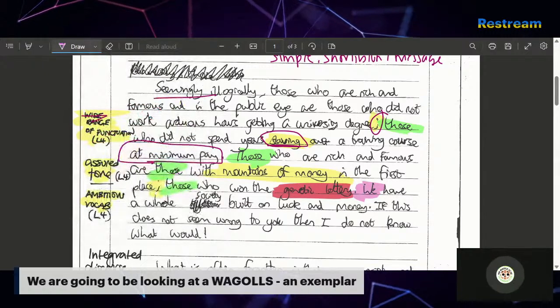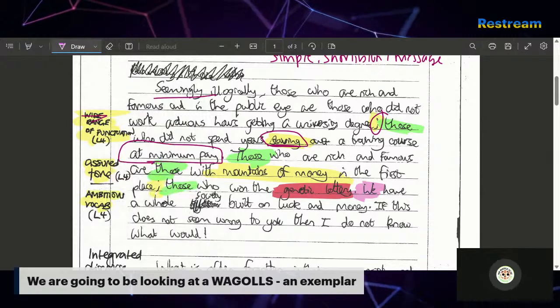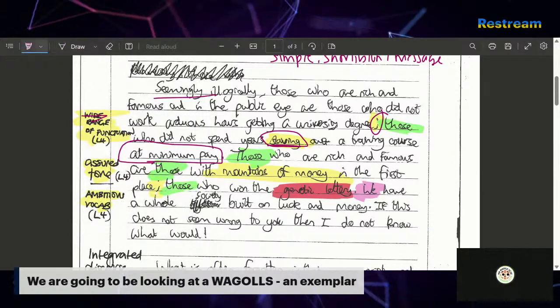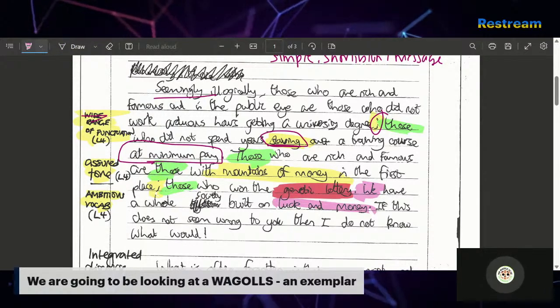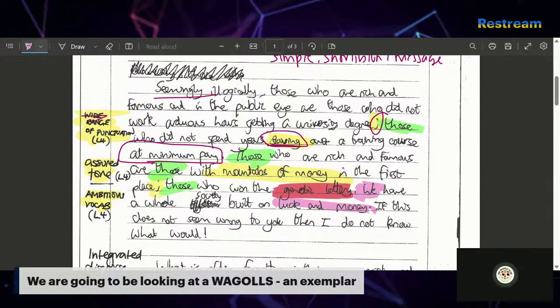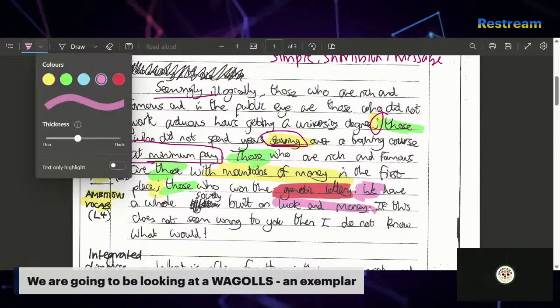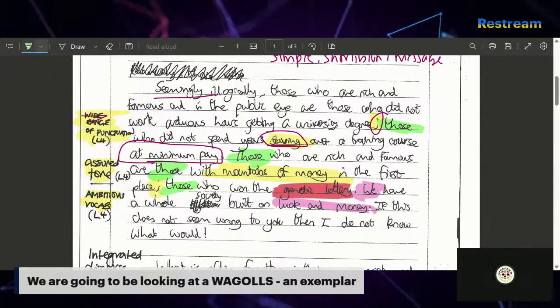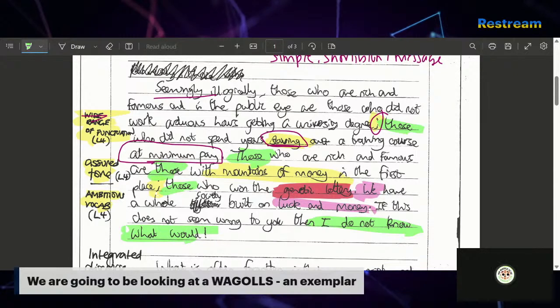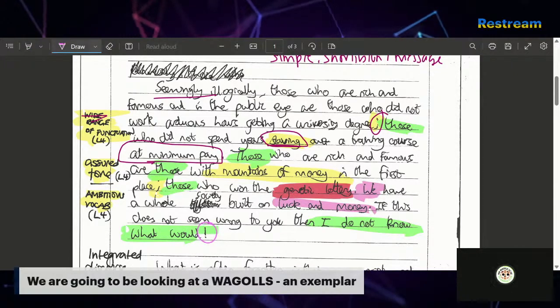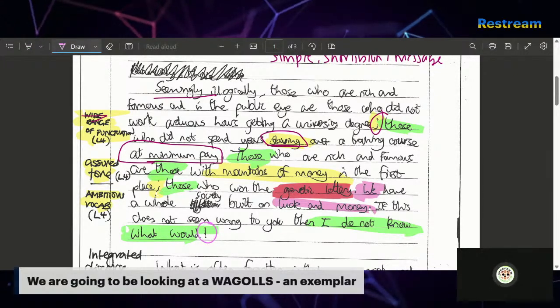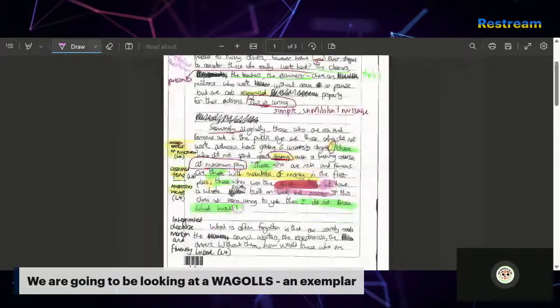So we have a whole society built on luck and money. If this does not seem wrong to you, then I do not know what would. Now, first of all, I do not know. So this is a first explicit mention of the writer's perspectives. And also we see here an exclamative is being used, which again is some really good language. Now you can definitely see it going off.